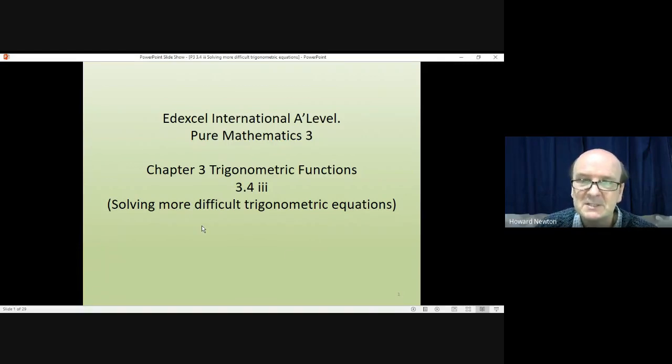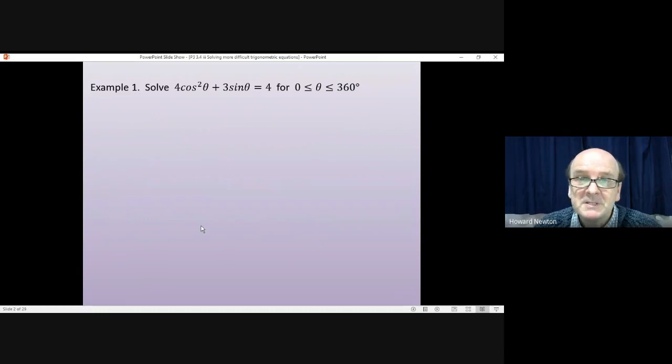in previous lessons. So the first example we have, we're asked to solve 4 cos squared theta plus 3 sine theta equals 4. And we're asked to find all of the solutions in the range 0 to 360 degrees.